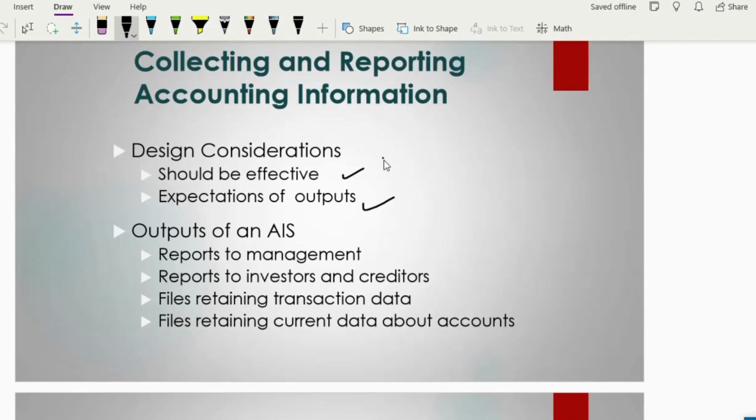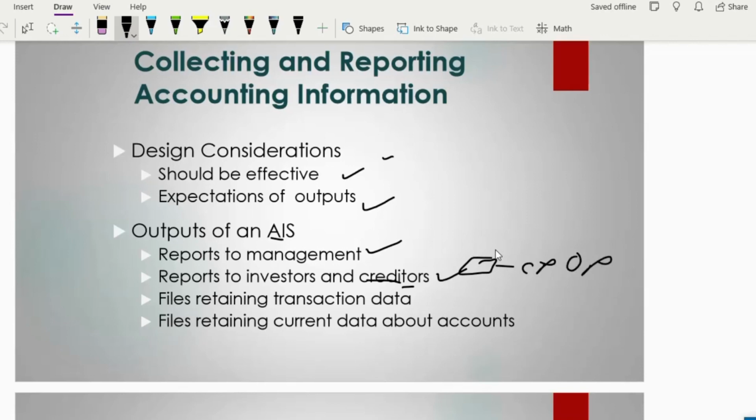Usually which type of outputs do we require from the accounting information system? Management needs a variety of reports. We need reports for the investors and the creditors as well. Like, maybe the bank wants particular quarter information about our credit or pending credits or our outdated payables.